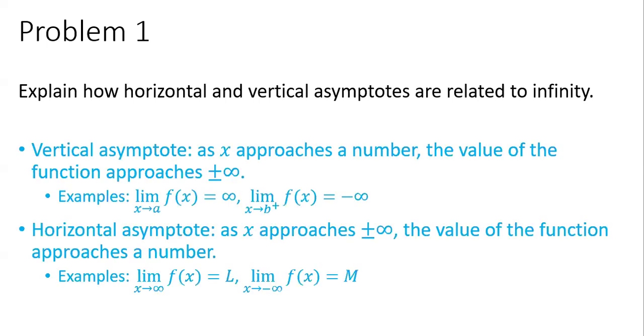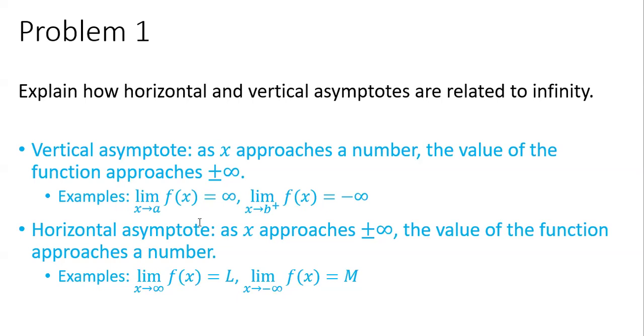A vertical asymptote is when, as x approaches a number, the value of the function approaches either positive or negative infinity. Some examples: limit as x approaches a of f of x is infinity, or limit as x approaches b from the right of f of x is negative infinity. As we approach some number, the value approaches infinity, either positive or negative. That's how asymptotes work. It keeps growing infinitely or keeps decreasing infinitely.